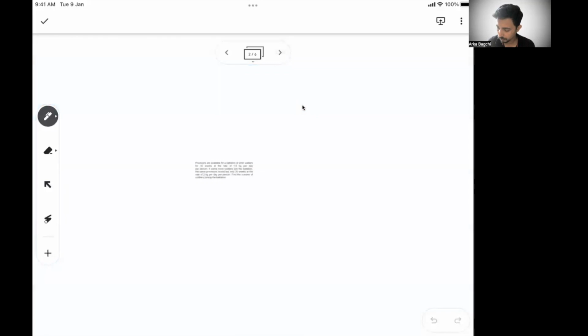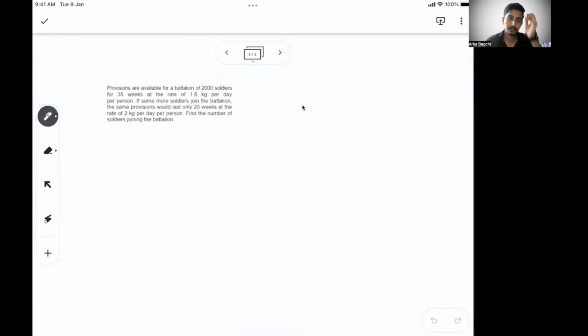So, just give me a minute. The next problem we're going to talk about: there are 2,000 soldiers for which the provision is available for 35 weeks at the rate of 1.6 kg per day. If some more soldiers join the battalion, the same provision would last only 20 weeks at the rate of 2 kgs per day. Find the number of soldiers joining the battalion.